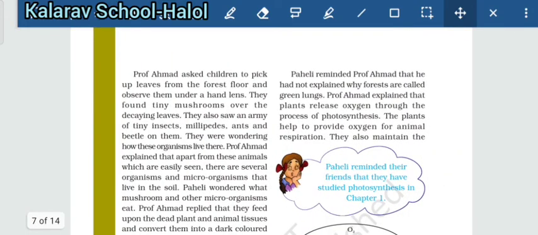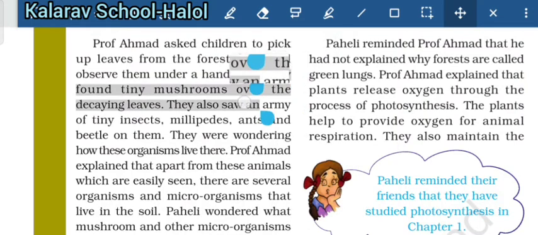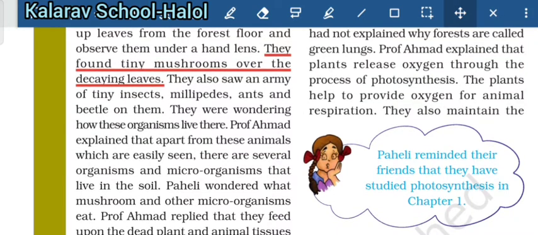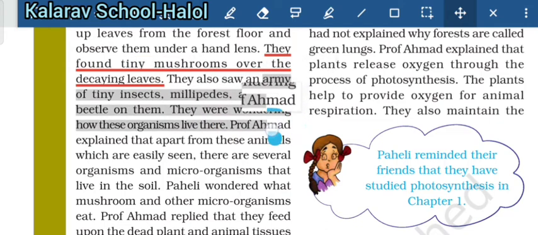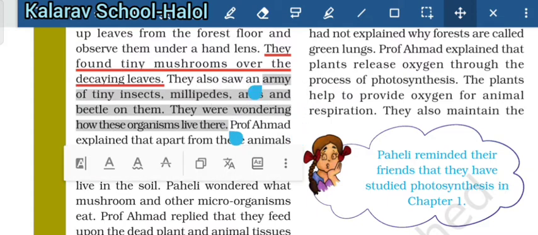So Professor Hammer asked the children to pick up leaves from the forest floor and observe them under a hand lens. They found tiny mushrooms over the decaying leaves. So what did they find on the decaying leaves? Tiny mushrooms. They saw an army of tiny insects, millipedes, ants and beetles on them. They were wondering how these organisms lived there.